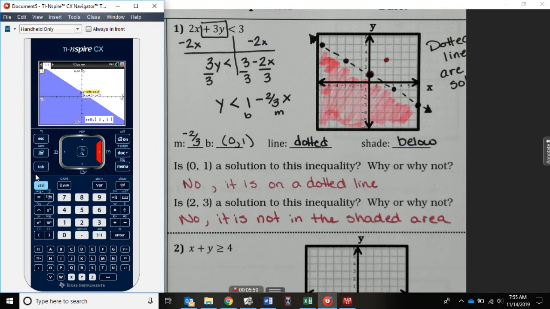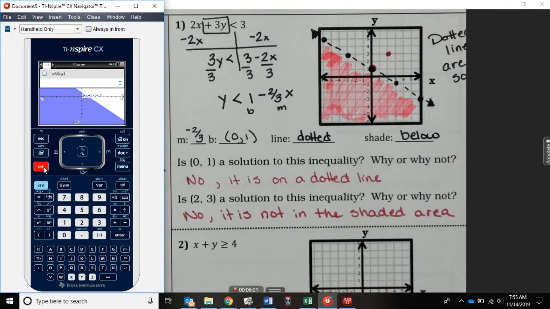But if I am solving it, I can press tab and I can type in the inequality I got. So y is less than 1 minus 2/3 x, and then enter, and it should overlap. And it does, which means I graphed it correctly. So now to number 2.